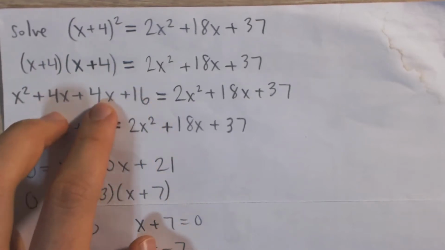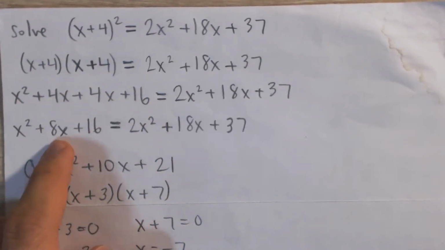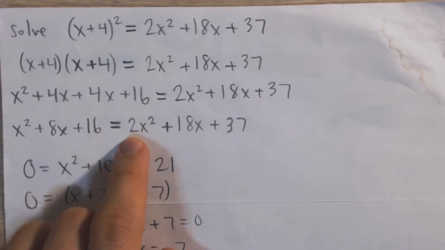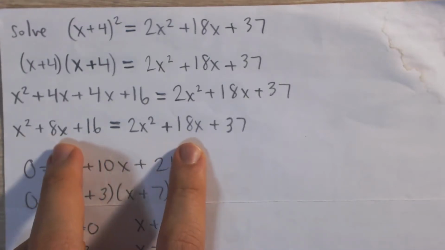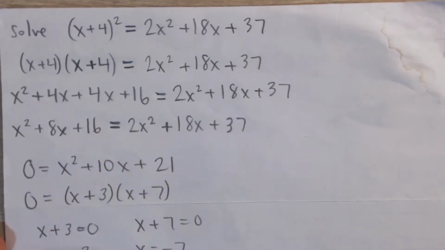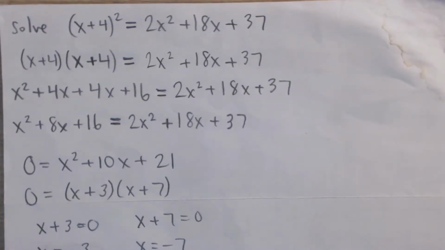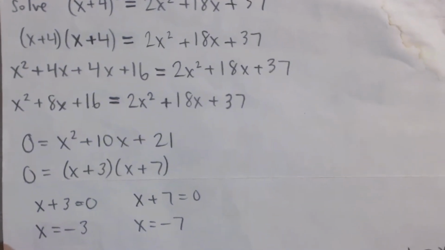So if we simplify that, the middle terms become x² + 8x + 16 is equal to the right side. I haven't even changed the right side, but now you can see we have a bunch of terms with x that we can move to one side and collect like terms and then see if we can solve. Factor, maybe use the quadratic formula, who knows, right?